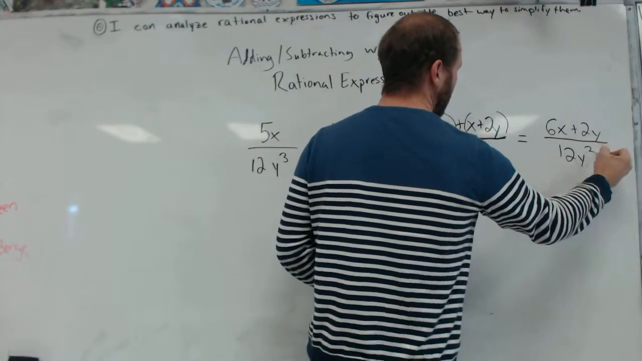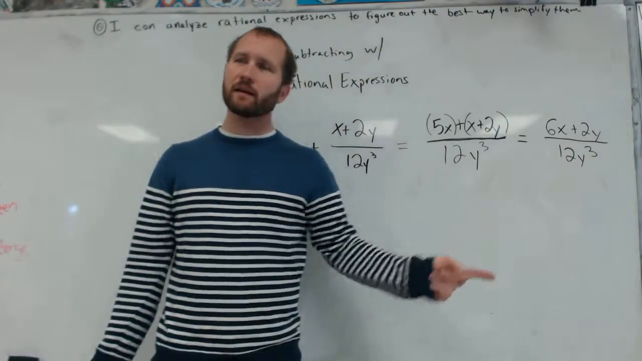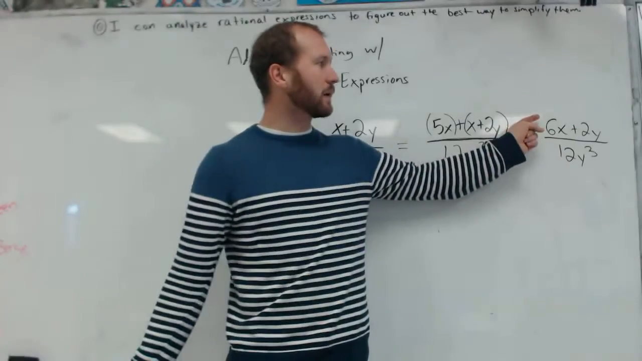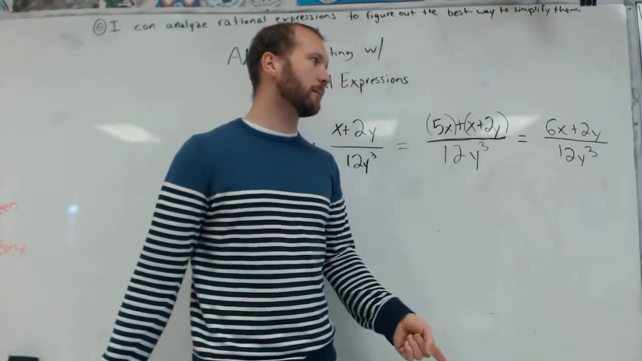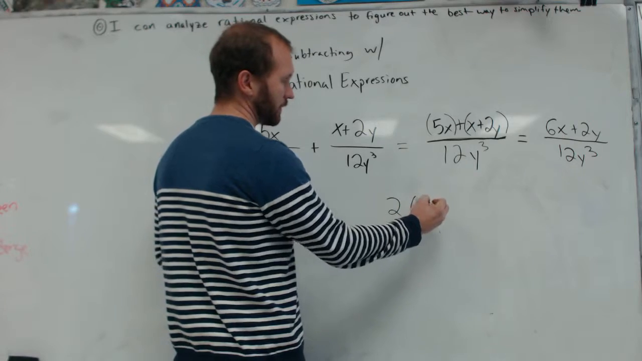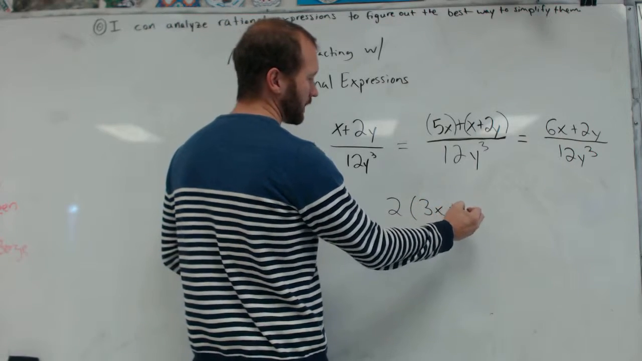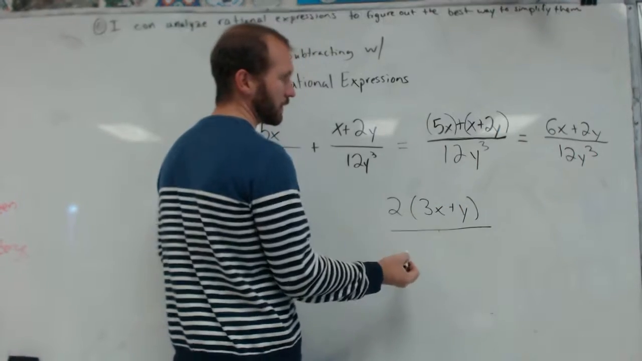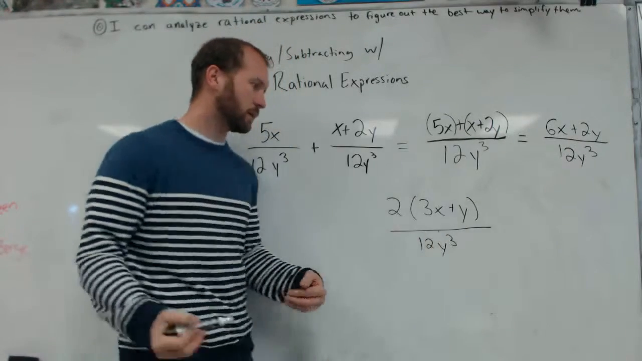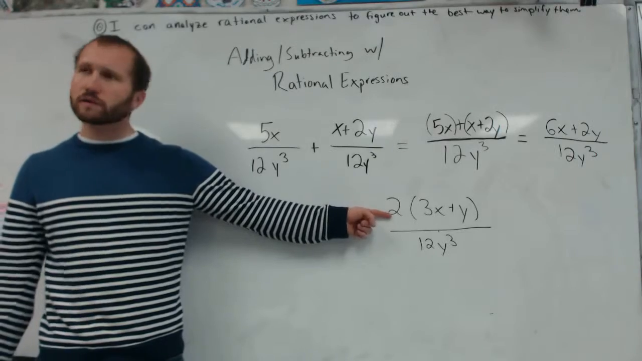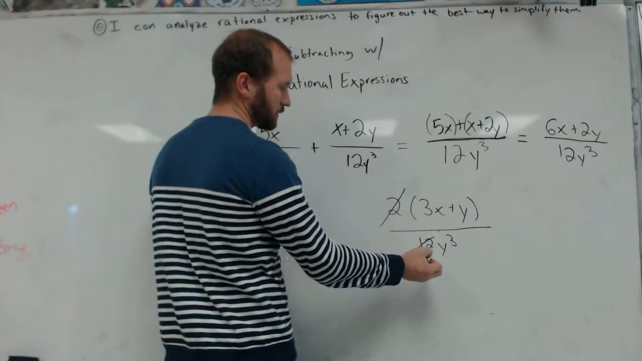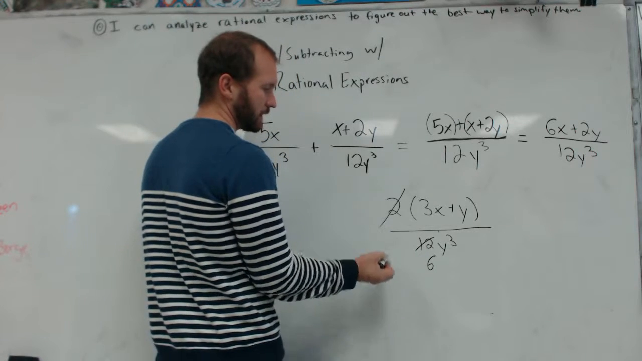Then I have 12y cubed. And now just like with the fractions, the last step is to look for something that we can cancel from the top and the bottom. To do that, we're going to want to factor the top. So if we factor the top, we get 2 times (3x plus y) over 12y cubed. And then we see, oh, 2 is a factor of the top. Boom. 2 is a factor of 12. So I can cancel that.